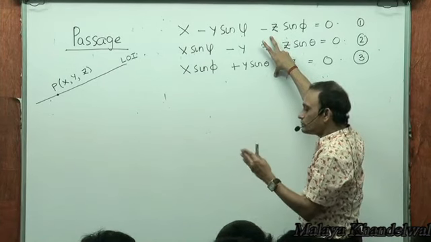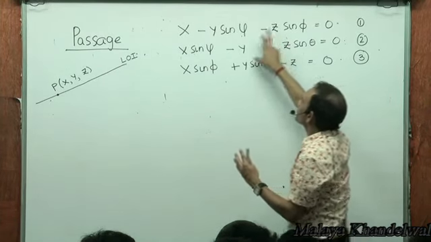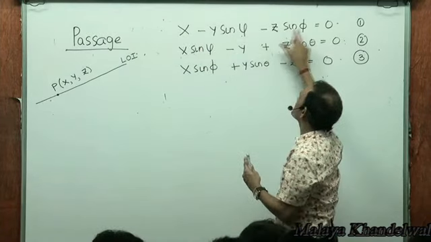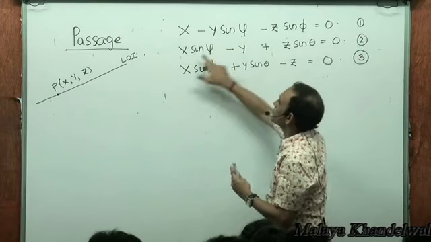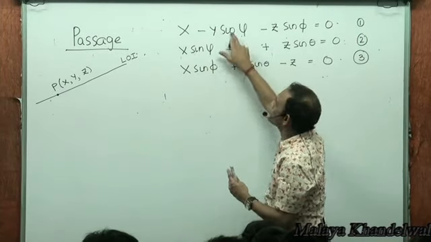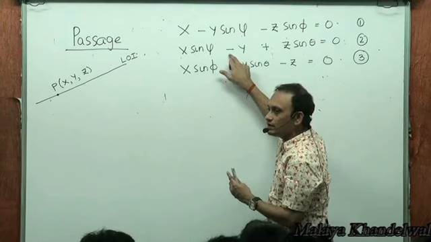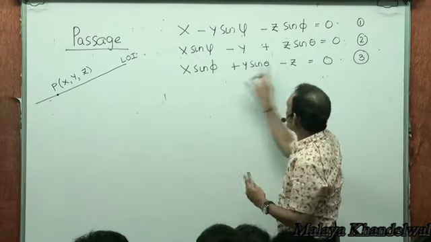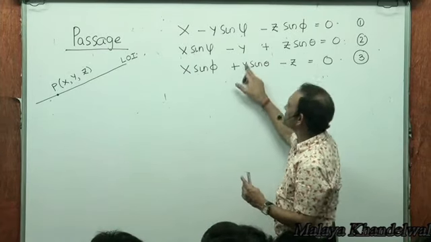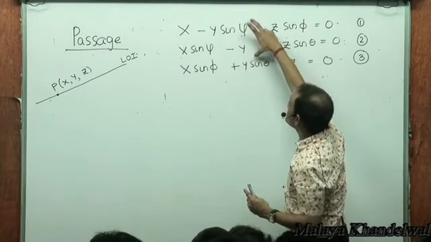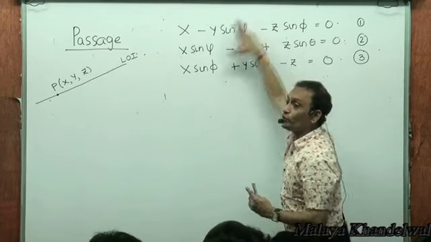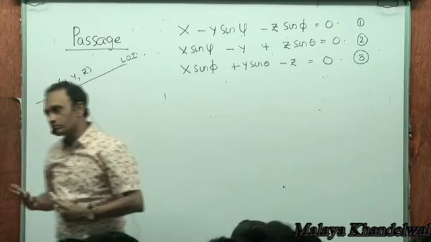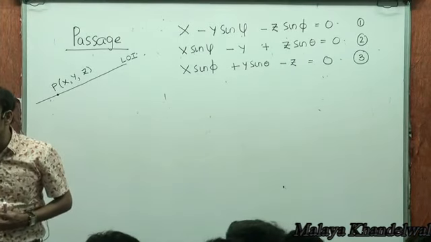Now, how one theoretically eliminates is, let's say if I divide by z, this will be x by z minus y by z, sine phi minus sine phi is 0. So these two equations could be written in terms of x by z and y by z. I could solve for x by z and y by z from these two equations, and I can plug into equation 3, and I would have eliminated x, y, and z. That's how I algebraically eliminate this.